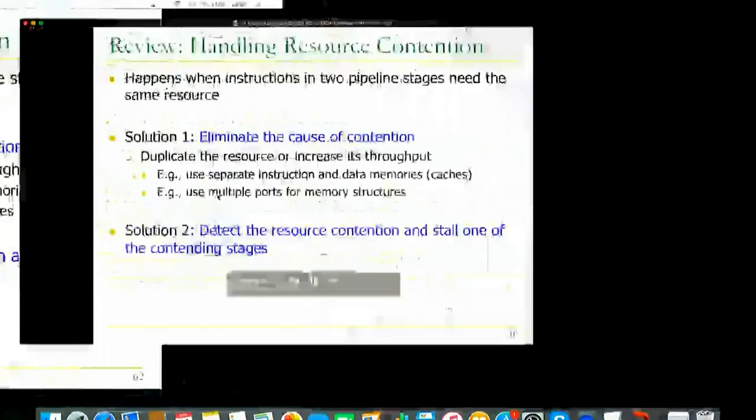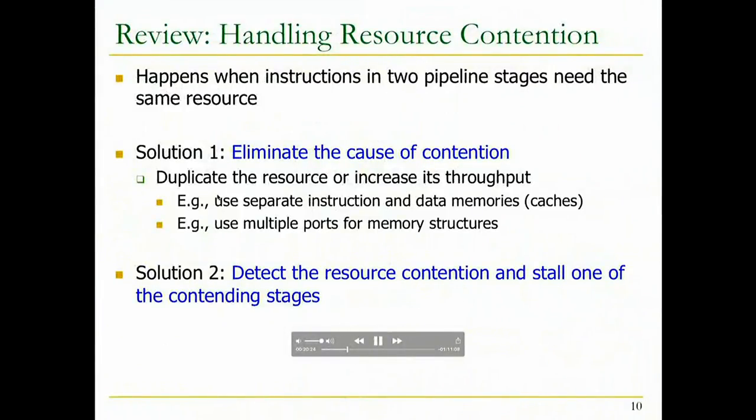Or you detect the resource contention and stall one of the contending stages. So if you have only one memory, you need to have an instruction access the memory and a data access the memory. If you have a load instruction that's trying to access memory, and a fetch operation in the instruction fetch stage of the pipeline, this load needs the memory and this fetch needs the memory, but you have only one port to memory. Basically, one way to access memory.